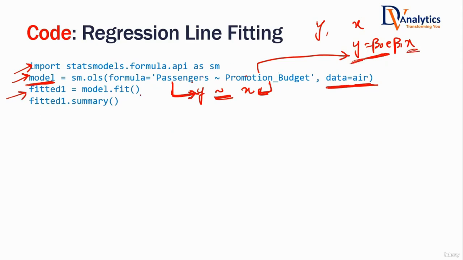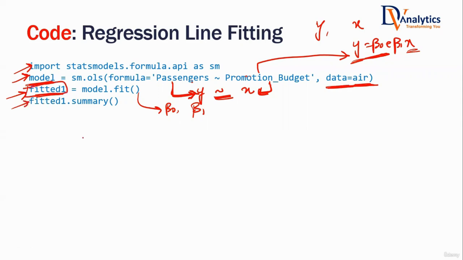Then once you say model.fit, different values of beta naught will be tried. Different values of beta 1 will be tried. Very quickly, that will happen in a fraction of a second. Milliseconds it will take, just very fast. And the values of beta naught, beta 1 will be captured. Everything will be stored in this model object called fitted1. Everything will be part of this one. Then you say fitted1.summary.